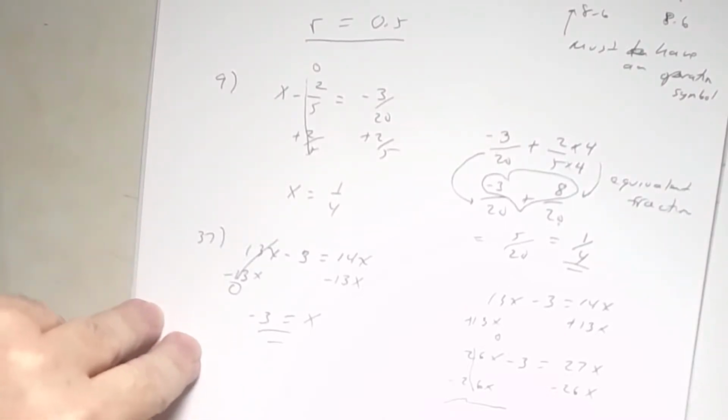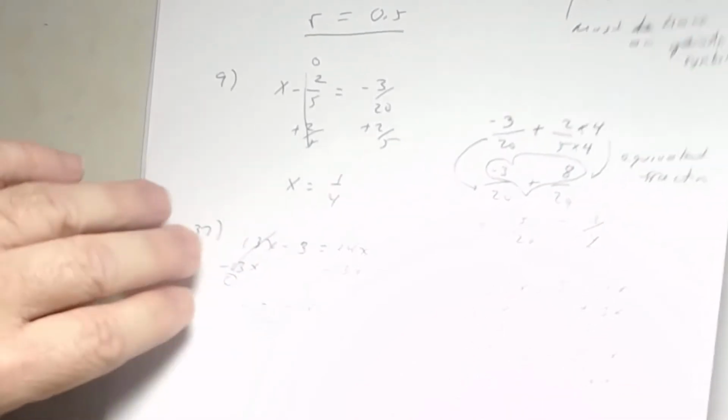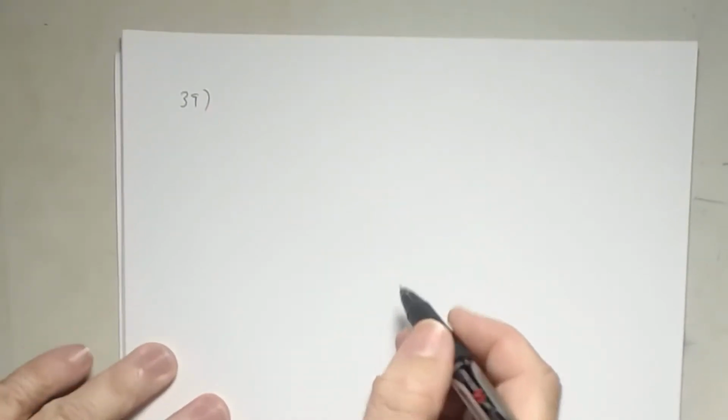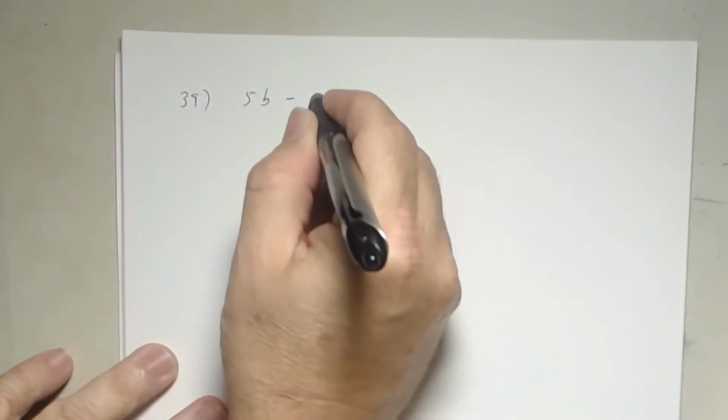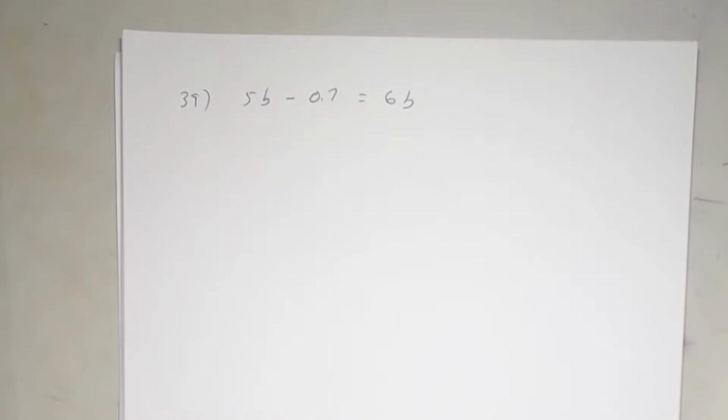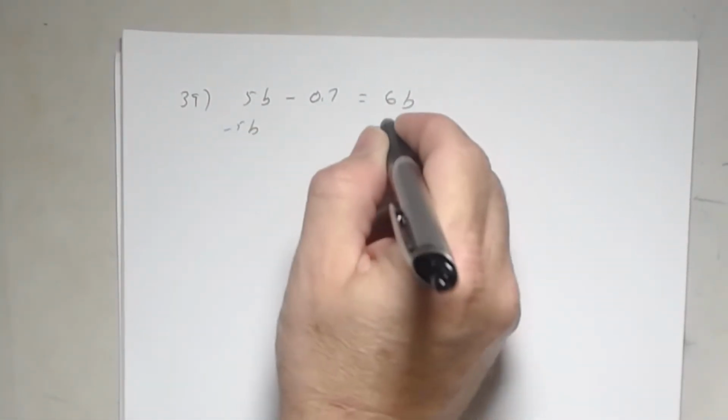Let's do 39. All right, so this is 39. Okay, so 39, you have 5b minus 0.7 equals 6b. So it's very similar to the one we just did. All right, so what are you going to do? The quickest, the more efficient thing to do right now is to subtract 5b, right? Adding 5b, even though it's mathematically correct, adding 5b to both sides is not going to help me right away because I still have b's on both sides. So subtracting 5b is the one that's going to help.